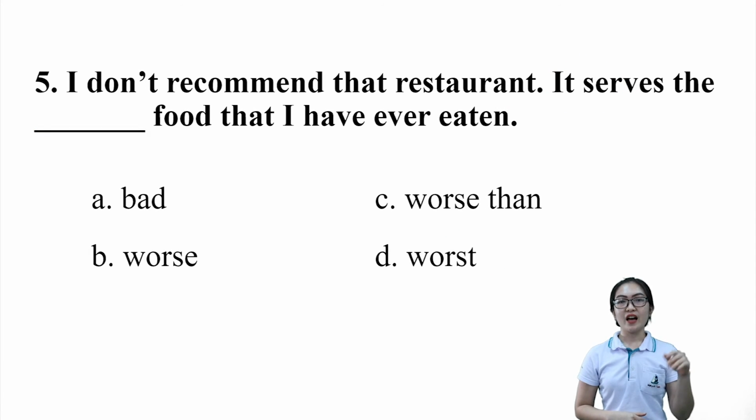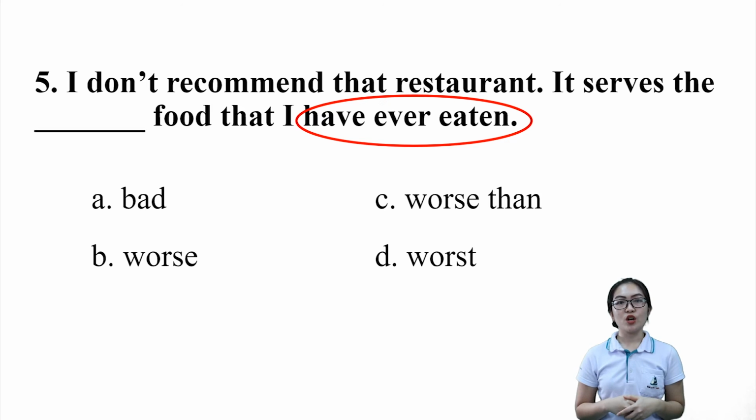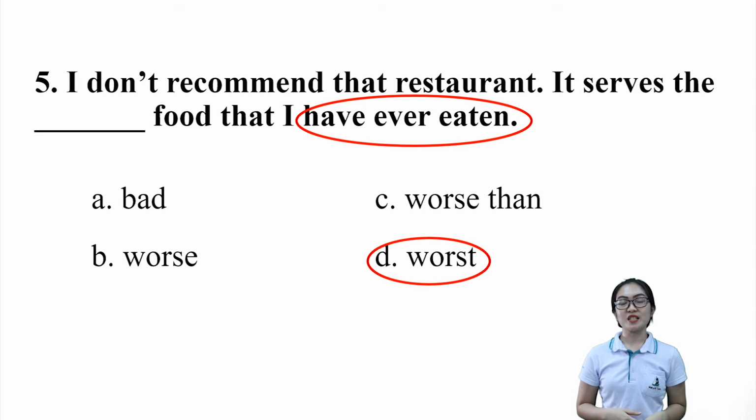Number 5. I don't recommend that restaurant. It serves the blank food that I have ever eaten. A, bad, B, worse, C, worse than, or D, worst. This sentence tells something negative about the food in the restaurant. The phrase have ever eaten means you are comparing one experience among others. Here, we should use a superlative adjective. What do you think is the answer? Great! It's worst, letter D.